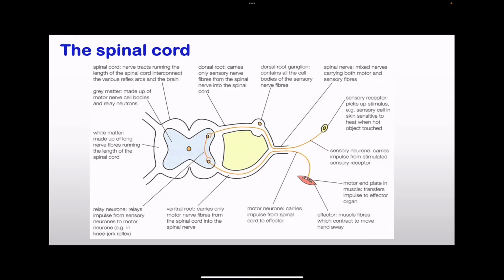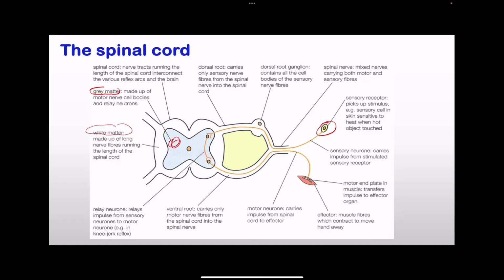Here we have the structure of the spinal cord, which is another component of the central nervous system. It is made up of a core gray matter surrounded by white matter. This part here is gray matter, like we can see here, and is surrounded by white matter, which is due to the axons or the myelin sheath on the axons as they exit from the central nervous system.